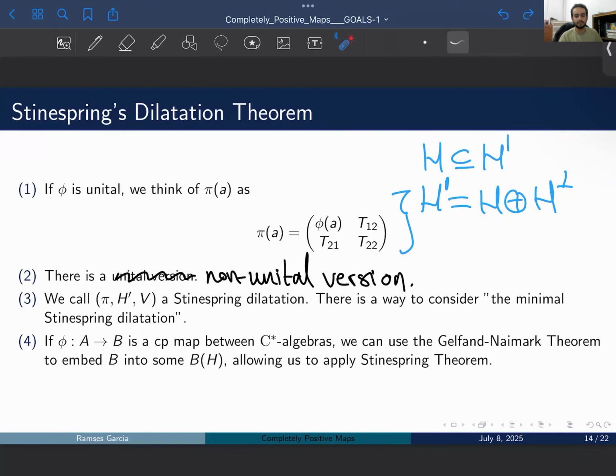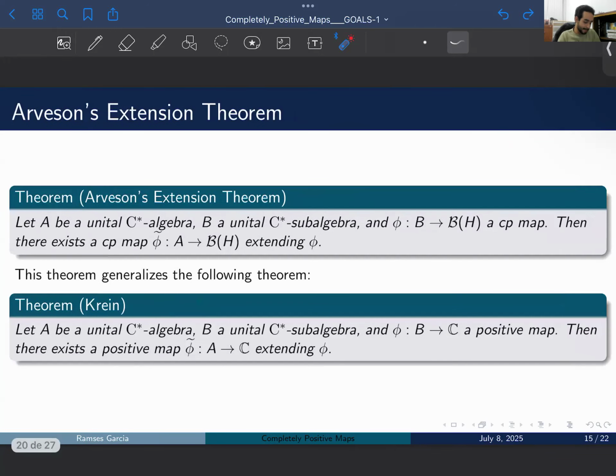Okay, before proving it, I'm going to talk about another important theorem, which is Arveson's theorem. Sometimes we are able to construct a completely positive map on a C-star subalgebra, and this theorem will allow us to extend the completely positive map to all the C-star algebra in such a way that the extension is completely positive.